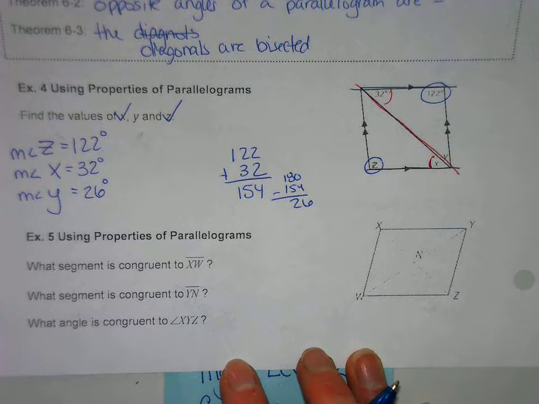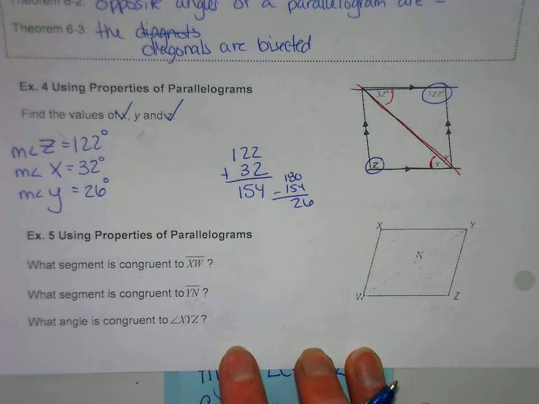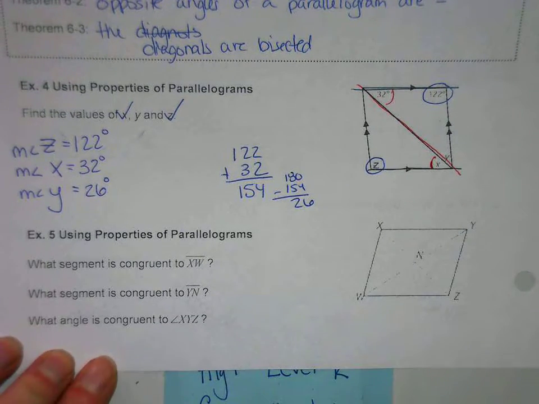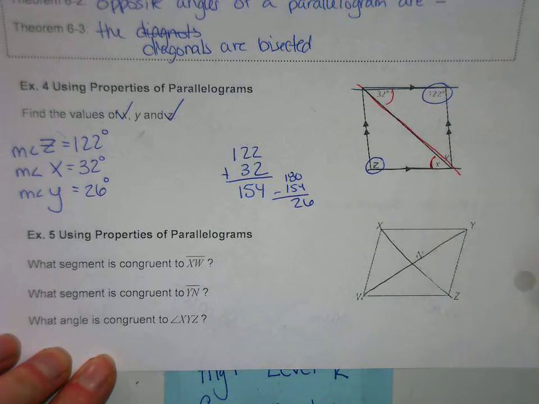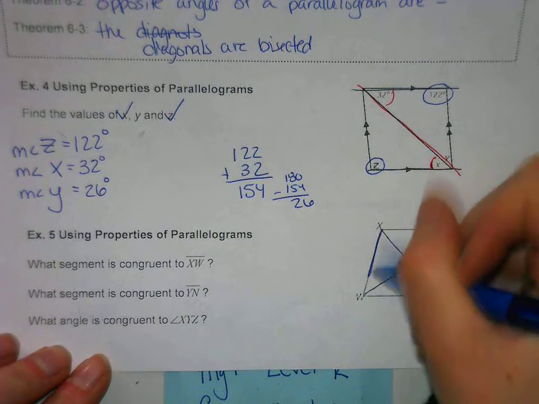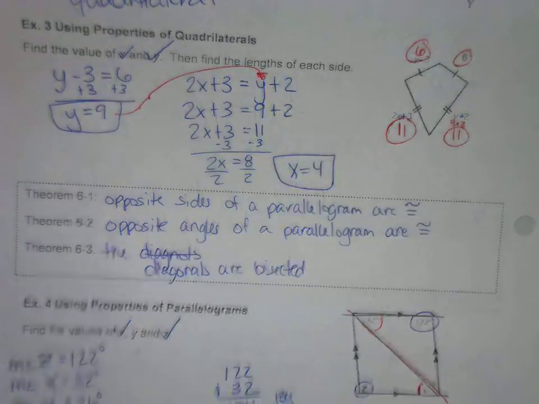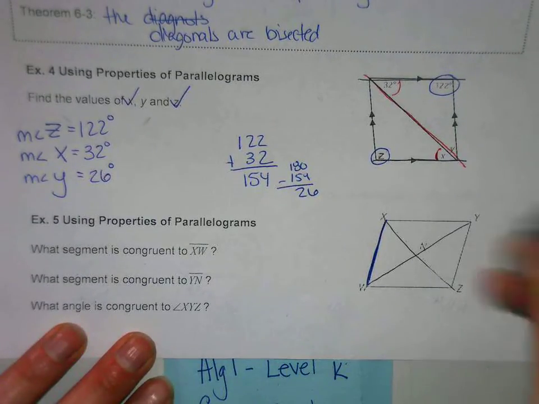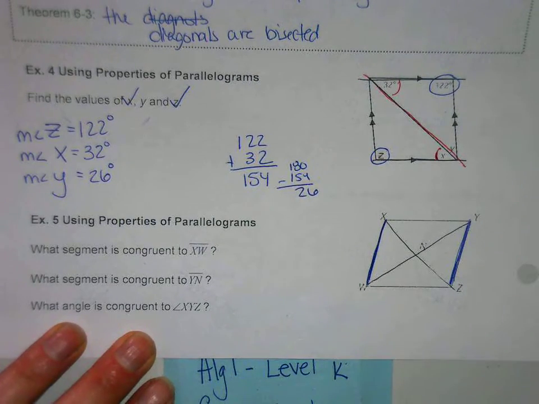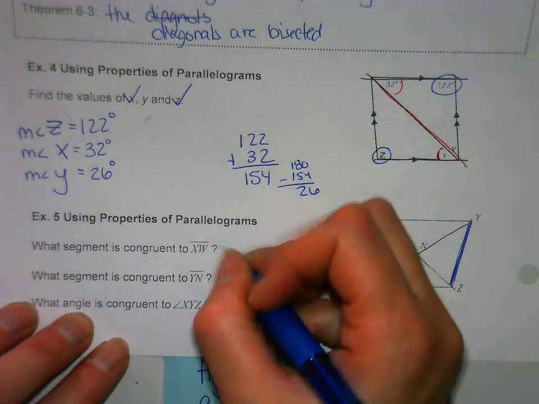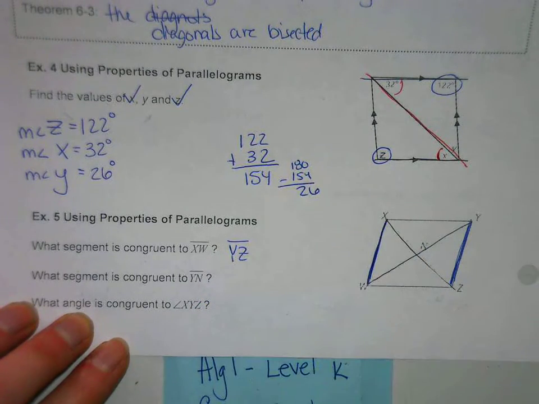So using the properties of parallelograms, I want to answer each of these questions. So this is on my diagonals. So what segment is congruent to XW? So XW is right here. According to 6-1, opposite sides of parallelograms are congruent. So XW would be parallel to this, and that would mean that YZ is what it's congruent to.